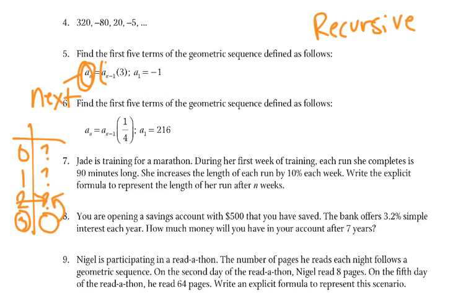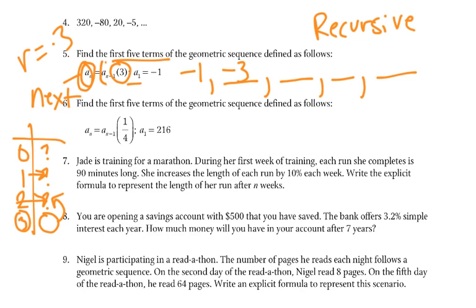So a sub 1. Now we normally like a sub 0 instead, because that works for our explicit formulas better. But this tells us that first term, a place to start, and they want the first 5 terms. So we start with negative 1, and get our next, and our next, till we get 5 total terms, right? And the constant ratio is 3. So we're times them by 3. So negative 1 times 3, negative 3. Times that by 3, negative 9. Negative 27, and negative 81.